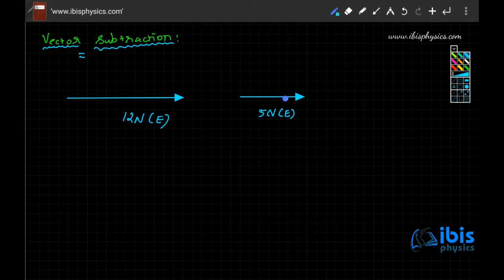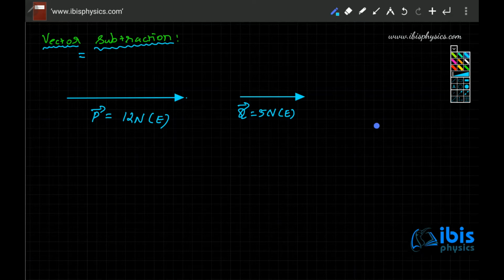And for the sum, we just bring the tail onto the head of this and draw a big line from this tail to that head to find the effect. But suppose this is our p vector and this is our q vector, and you need to find p minus q. All we know is if you bring this here, you will be able to add.